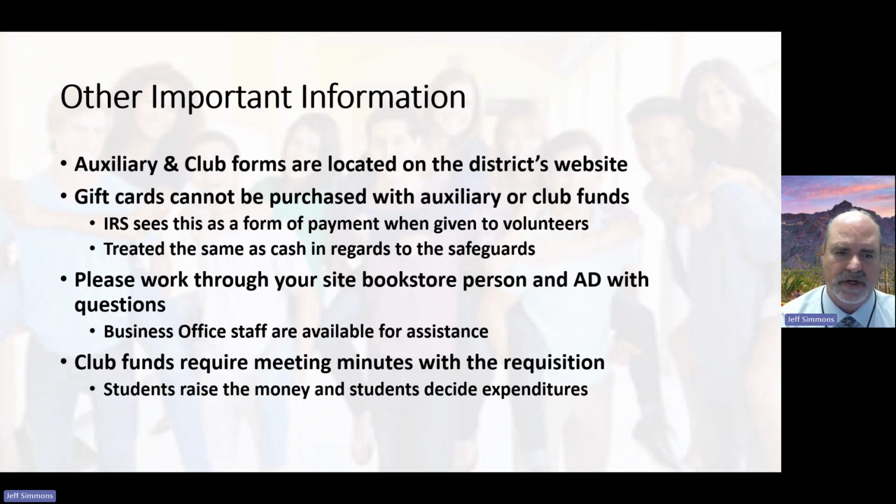Please work through your site bookstore and AD with questions. The business office staff, we're here to help, but we can't be the first line of defense for 750 clubs. So your ADs and your bookstore folks are familiar with a lot of these rules and can help you answer questions. And if they can't, we will get together and help you answer your questions. And club funds require meeting minutes with the requisition, and that includes if you're adjusting a PO or raising a PO or increasing it. So students raise the money and then students decide how those expenditures are made and must sign off on that.